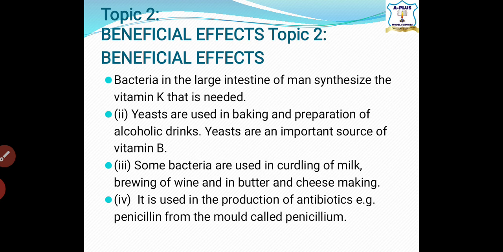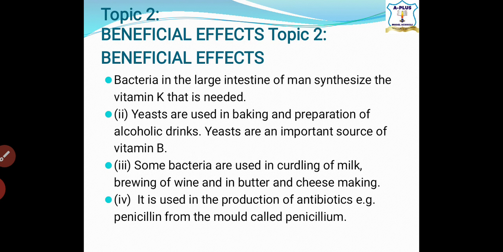Now we'll be moving to another subtopic. Sorry, don't mind that topic there. It should be subtopic 2, beneficial effects of microorganisms. What are the benefits that microorganisms give to human beings?